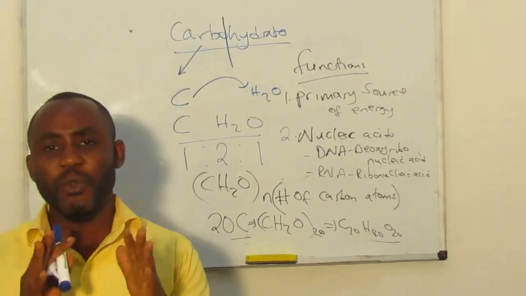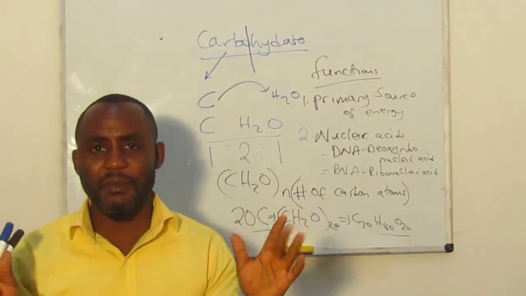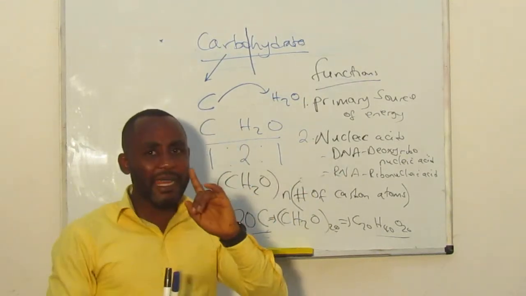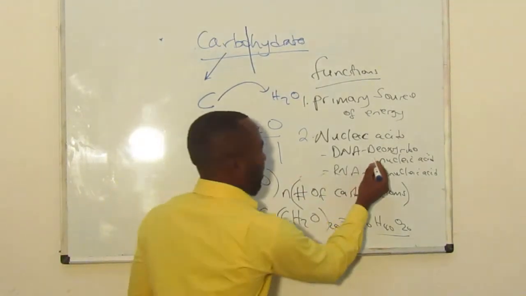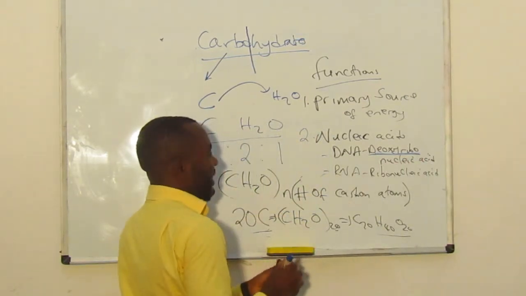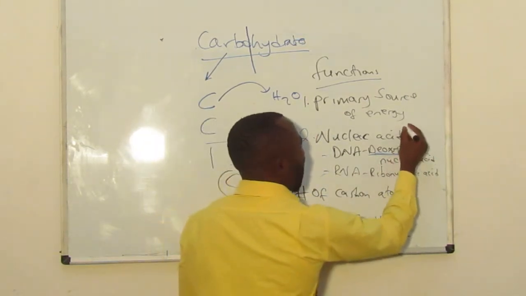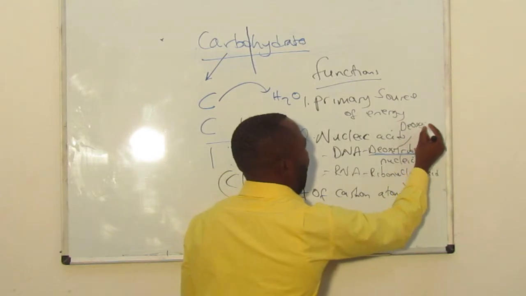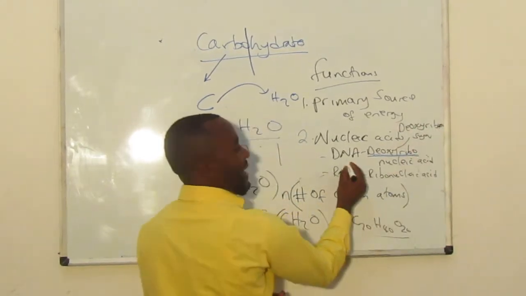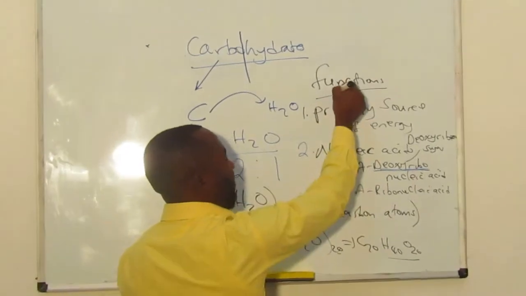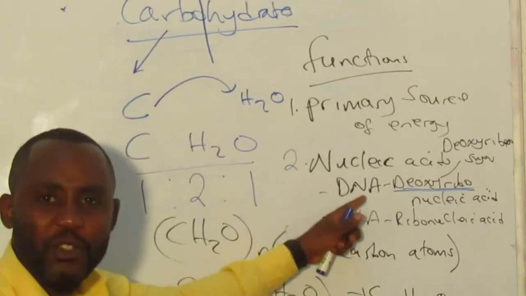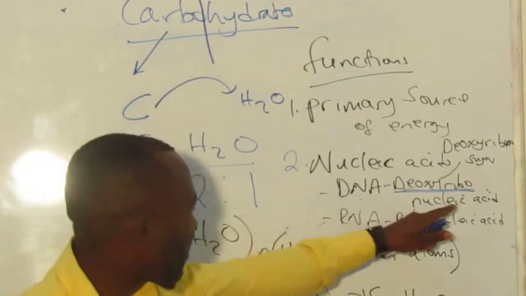Now, we shall look at nucleic acids later. But what I want you to know about nucleic acid is that, as their names suggest, deoxyribo. This deoxyribo implies that we use deoxyribose sugar to make DNA. So carbohydrates, one of the important functions is that they are used to make deoxyribonucleic acids.